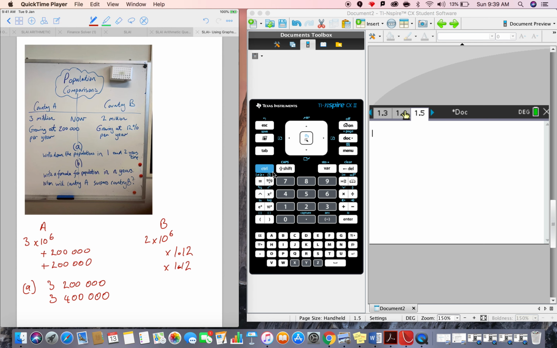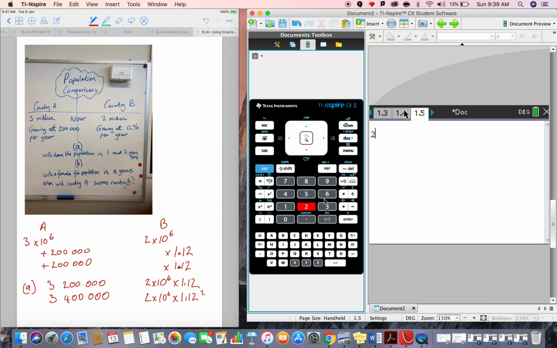For country B, in 1 year's time it's 2 million times 1.12, and then 2 million times 1.12 squared. So that's definitely where I'd switch to the calculator. So I can do 2, and I can do times 10 to the power of 6, that little button there next to the 1, and then you use the right arrow to bring it down again, times by 1.12.